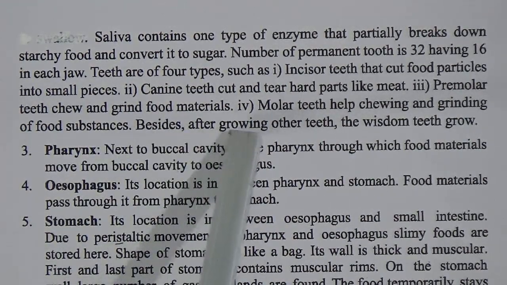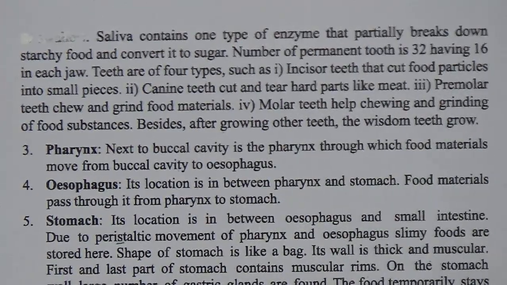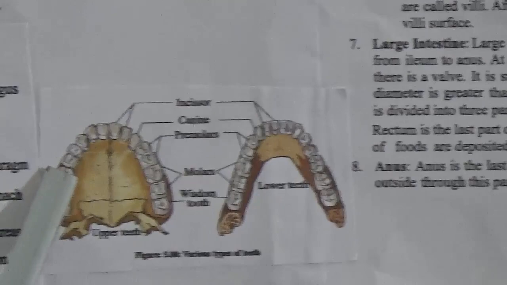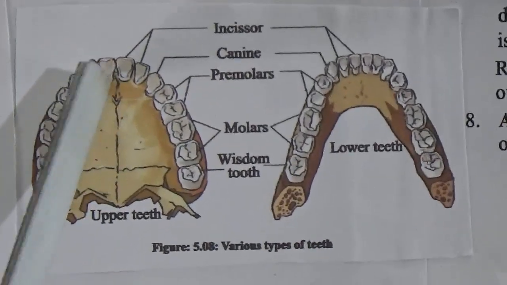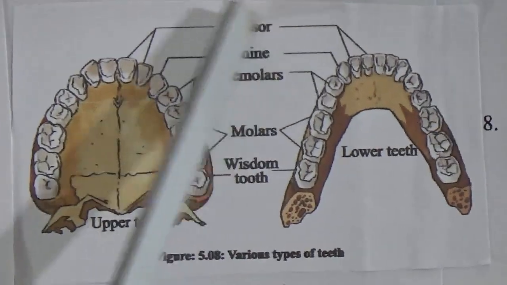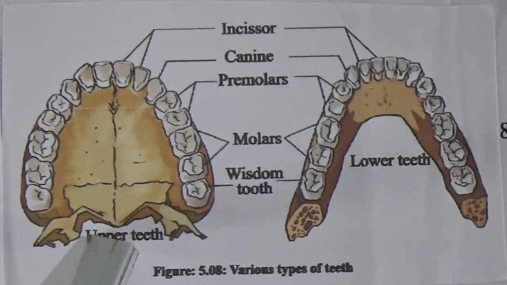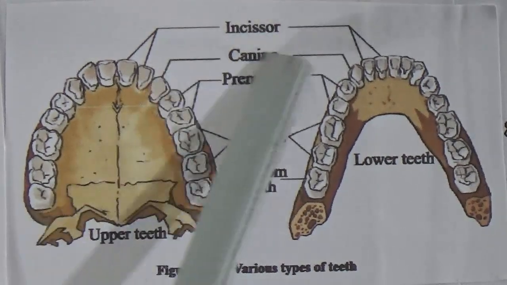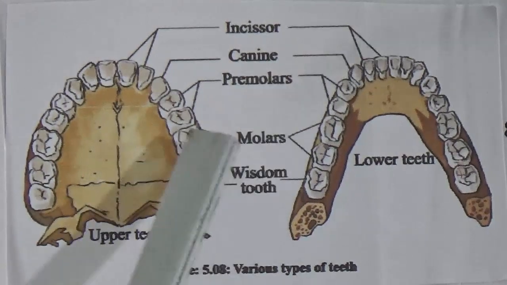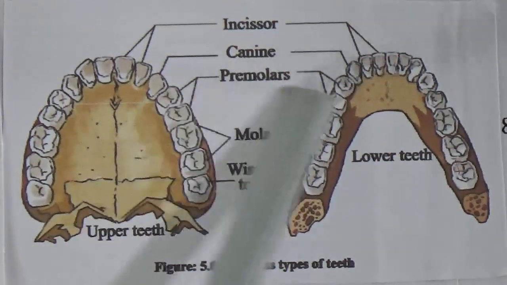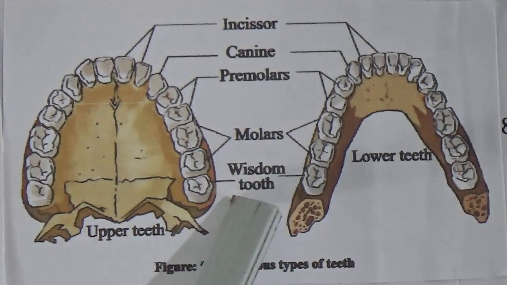Besides, after the other teeth grow, the wisdom teeth grow. If you can see this picture, you can see this type of tooth is the incisor. This is the lower teeth and this is the upper teeth, and this tooth is the canine, and this is called premolar, and this is molar, and this is called wisdom tooth.